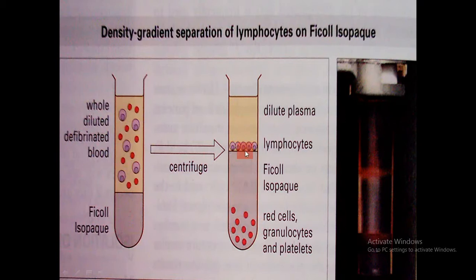and then we separate into 4 layers: the RBC, granulocytes, platelets at the bottom, and then the Ficoll, and then the lymphocytes, and then diluted plasma. We will take the lymphocytes because for the cellular immune response, in order to assess its function, we need lymphocytes.